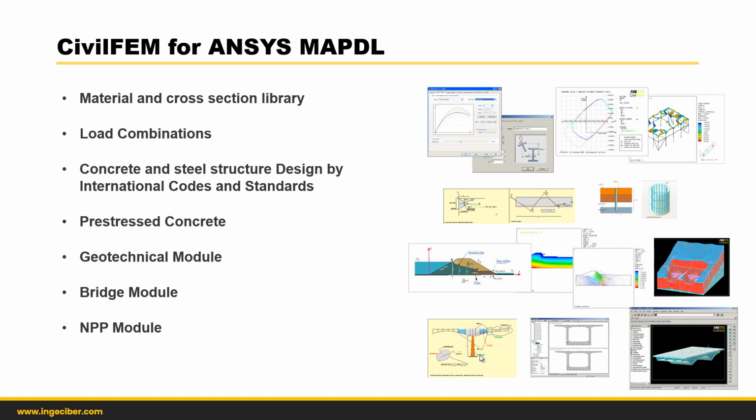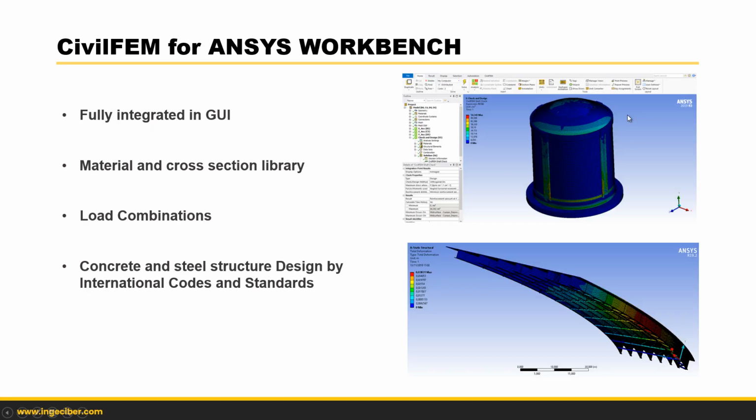The CivilFEM capabilities in the mechanical APDL are an add-on, fully integrated in the ANSYS graphic interface, adding more than 400 capabilities. Those capabilities are mainly material and cross-section library for easy definition of the models, load combinations, concrete and steel structure design by international codes and standards, and also a lot of capabilities for modeling and design of pre-stressed concrete models, and also geotechnical, bridge and nuclear power plant models. Here are some examples of this modeling.